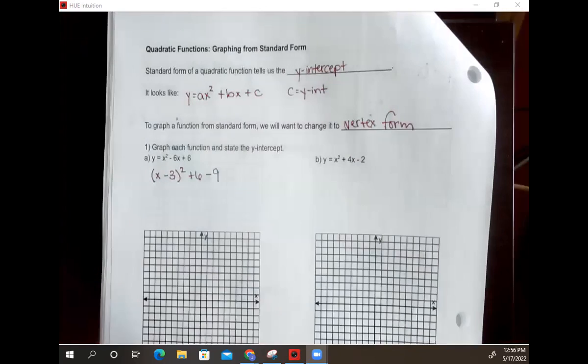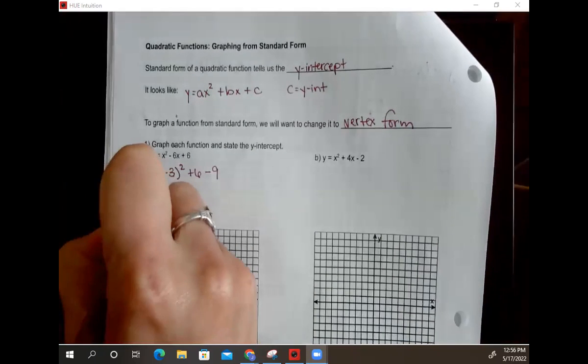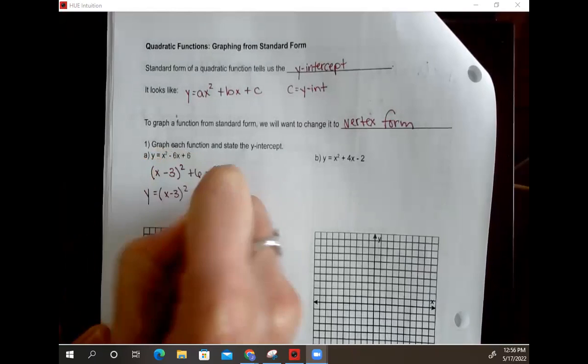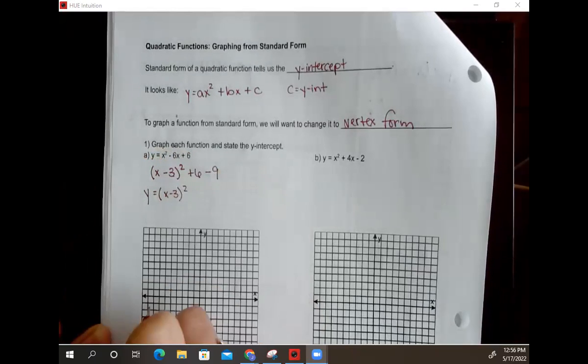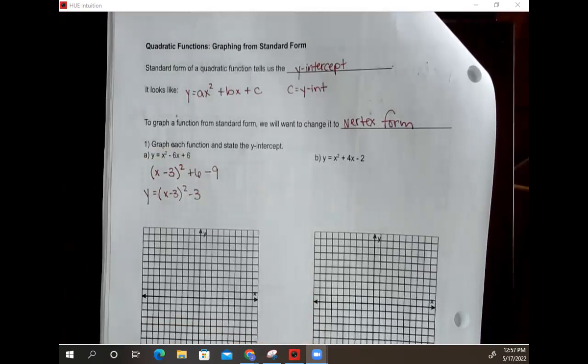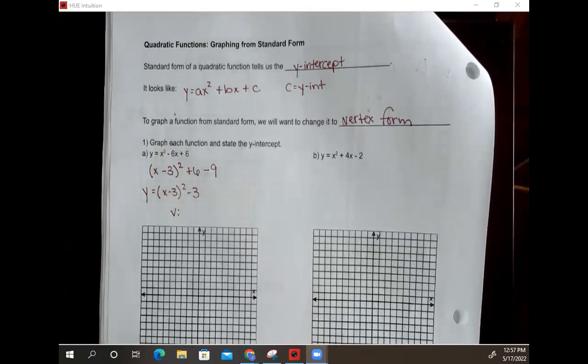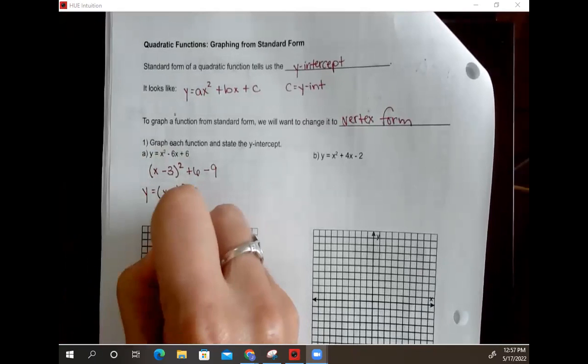Okay. And then our last step to have this in vertex form is just to tidy it up. So I would get y equals x minus 3 squared, and then combine our like terms here. 6 minus 9 would be -3. Now I've rewritten this in vertex form, so I'm going to treat it the same way we did when we were graphing from vertex form. I'm going to start by identifying my vertex, which is 3, -3.